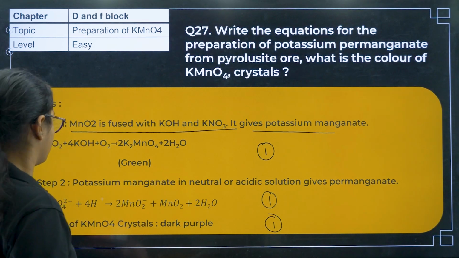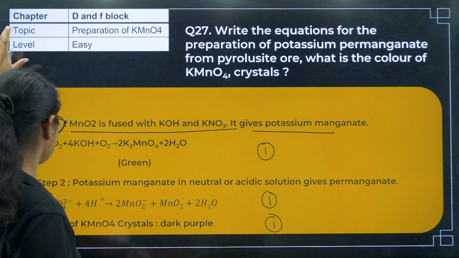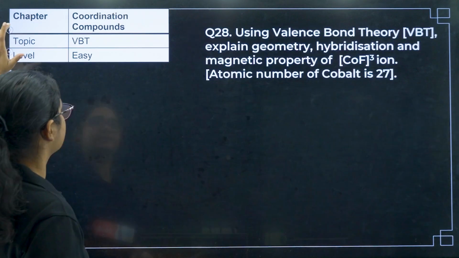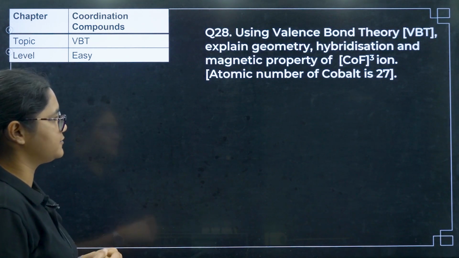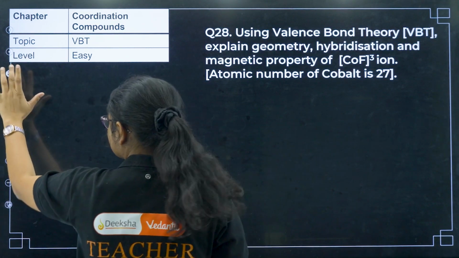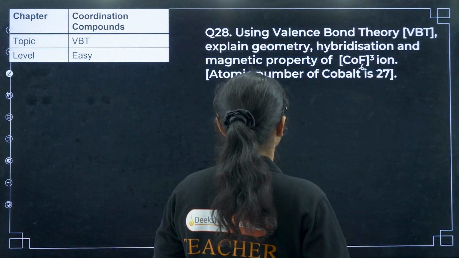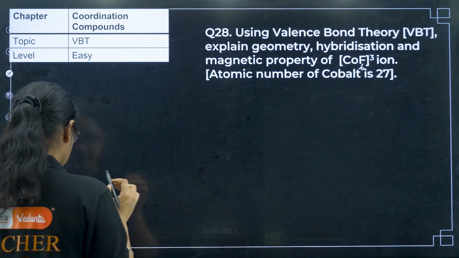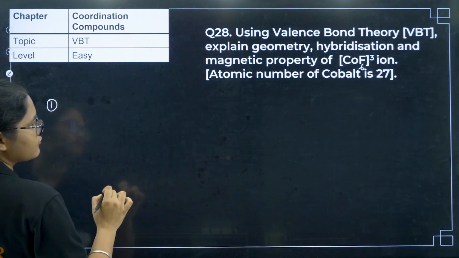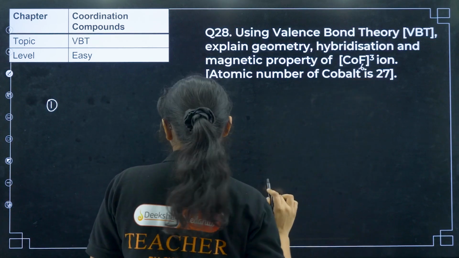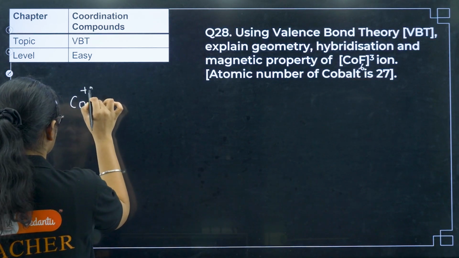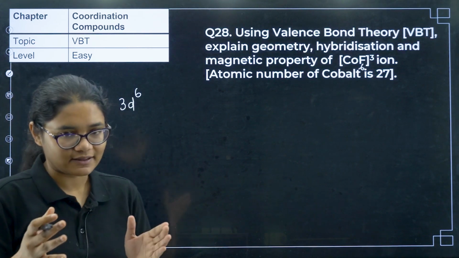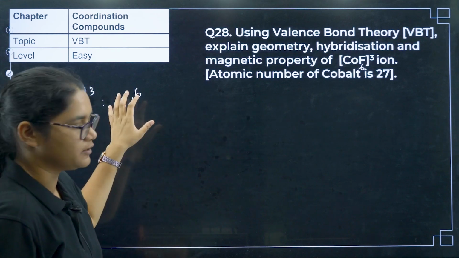Okay, next question number 28, using valence bond theory, explain the geometry of CoF6 3 minus. Atomic number of cobalt is given. So I will tell you how to write this. First step you have to write is the oxidation state of cobalt. Cobalt is in +3 oxidation state, so cobalt +3 electronic configuration is 3d6. Cobalt is 3d7 4s2, 3 electrons are lost, so it will be 3d6.